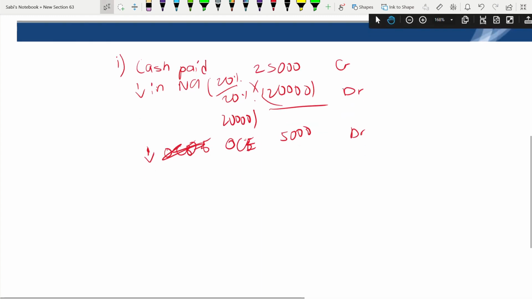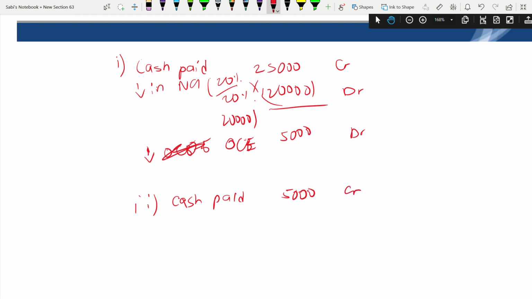Coming to the second part. The second part is again the same, only the figure changed. Cash paid is 4,000 here, and it's a credit balance, because they told us it's for 4,000. Decrease in NCI is the same way, but here, remember, you are buying 5% more. So that means NCI will decrease by 5% more. NCI was 20, now it's 15. So the difference is 5%.